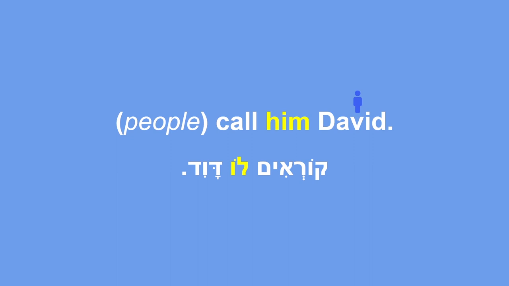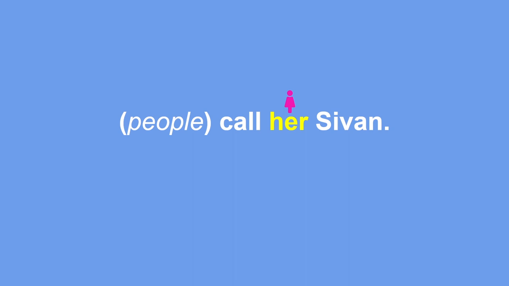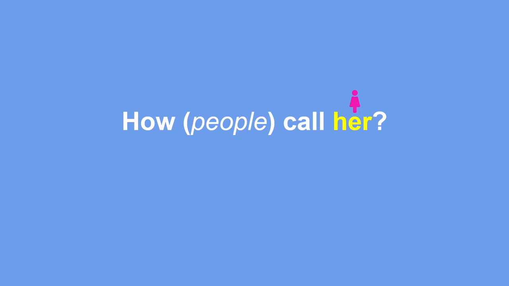How people call her? What's her name? Ech koraim la? People call her Sivan. Her name is Sivan. Koraim la Sivan. How people call her? What's her name? Ech koraim la? People call her Michal. Her name is Michal. Koraim la Michal.